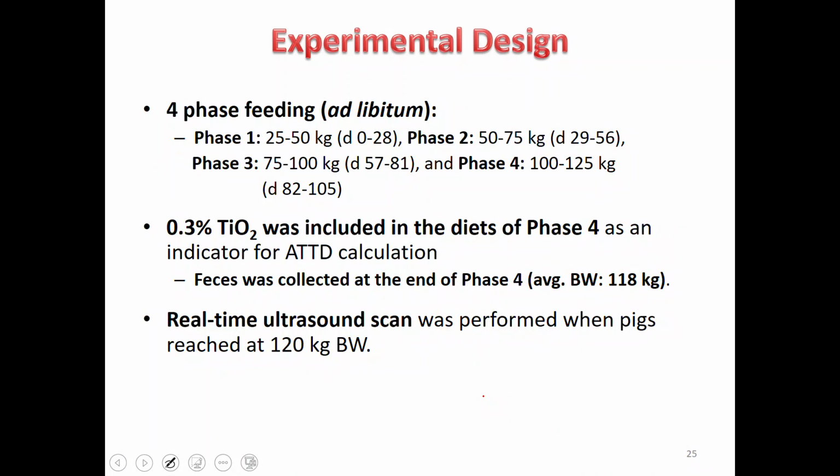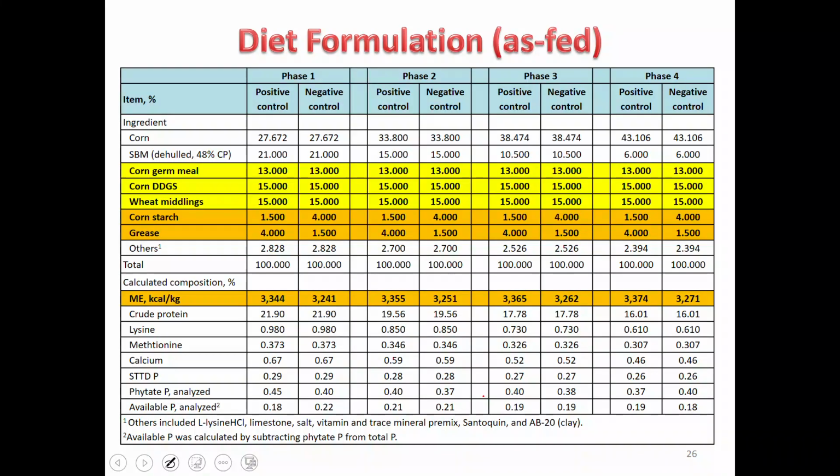We used a four-phase feeding program at Lipton feeding, with free access to water, and 0.3% titanium dioxide was used in the phase 4 diet for the apparent total tract digestibility calculation. So we collected feces for digestibility calculation, and we used real-time ultrasound scan for carcass characteristic measurements. So this is the diet formulation.